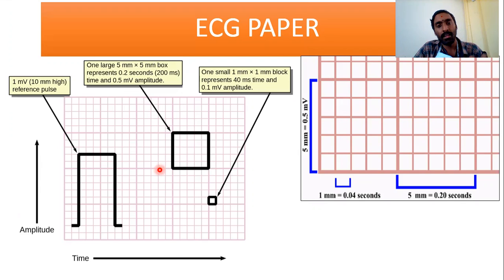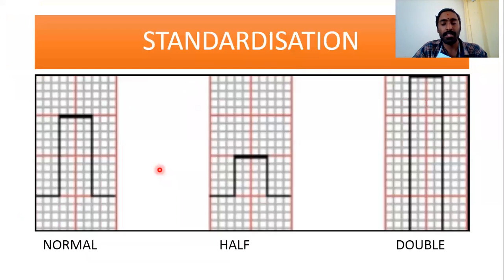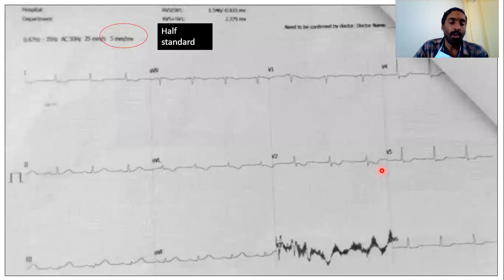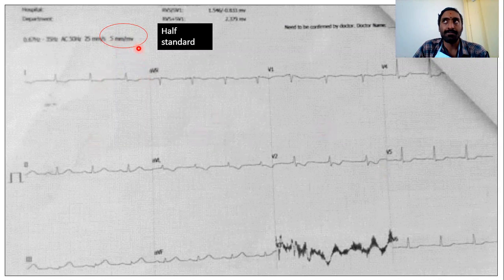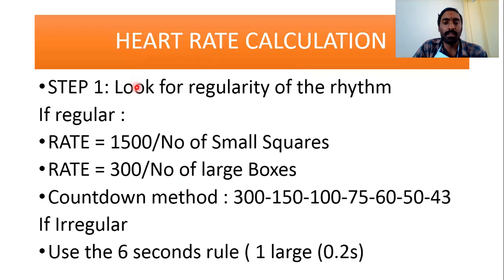So once we see this, we look at something called standardization. Every normal ECG is normally set to run at 25 millimeter per second paper speed, and 10 millimeter should represent 1 millivolt. So if the standardization is half, the QRS becomes shorter. If it is doubled, then it becomes larger in amplitude. So here we have this QRS, which is very, very small. That is because of the half standardization.